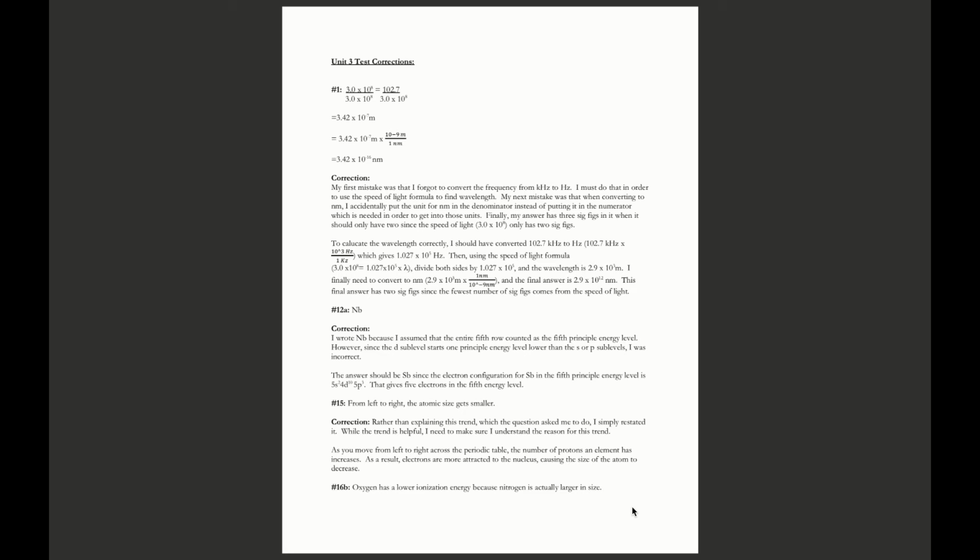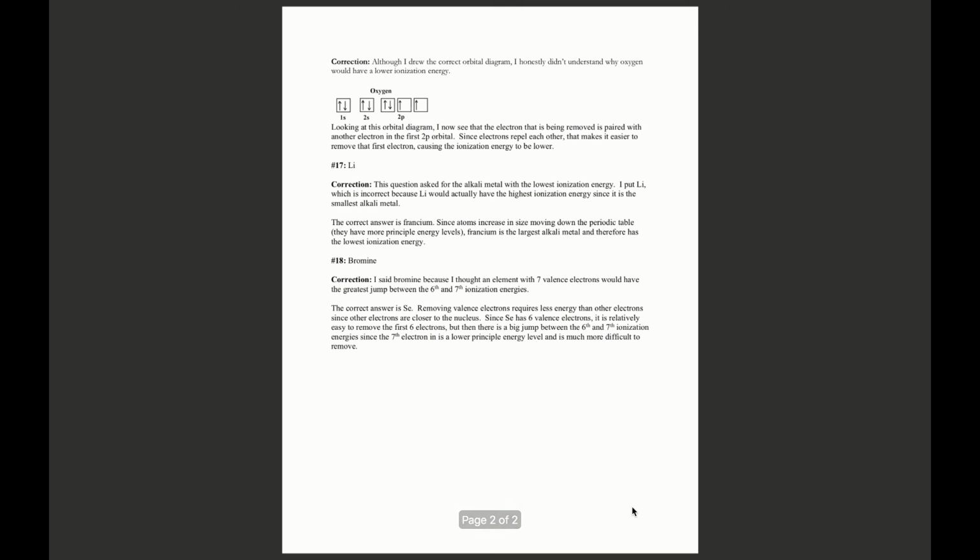Okay? 16b, oxygen has a lower ionization energy because nitrogen is actually larger in size. So a lot of people struggled with this question. They put random answers. Okay? The correction is going to be, although I drew the correct orbital diagram, if you don't know why it is, because that was the hardest question on the test, I hadn't explained to you, this was the one question, one point that I wanted to see if people could think outside the box.